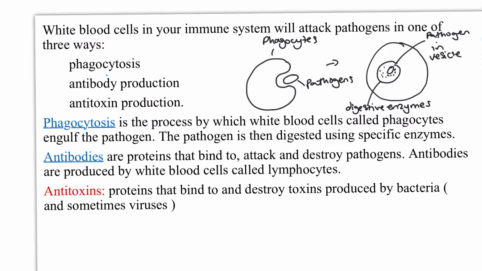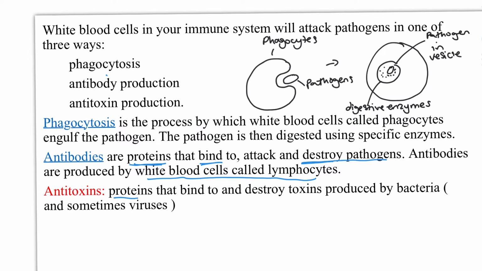Antibodies are proteins that are produced by white blood cells called lymphocytes. These proteins bind onto and can destroy pathogens. Antitoxins are basically also antibodies.